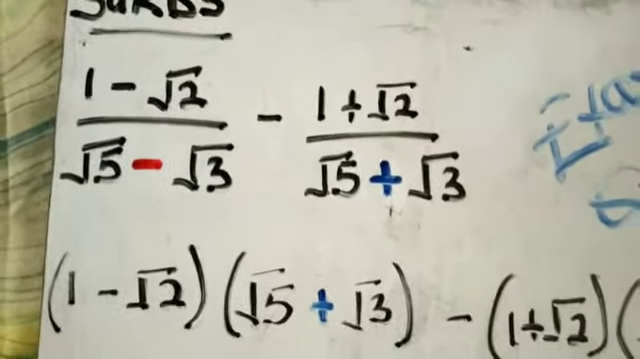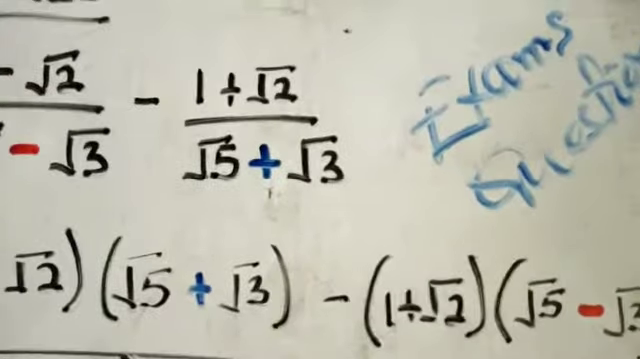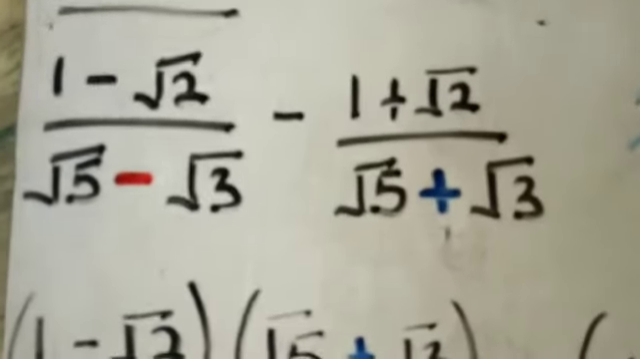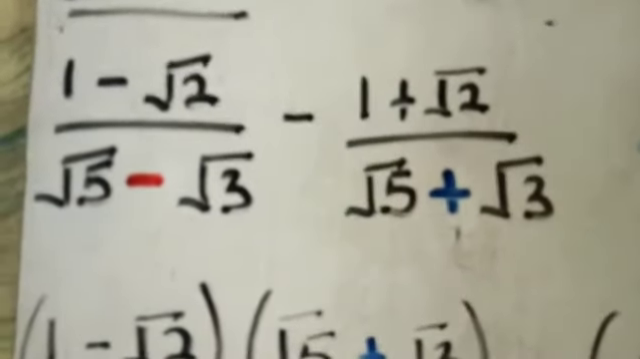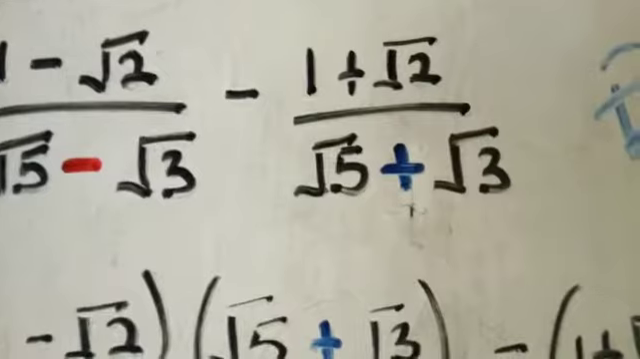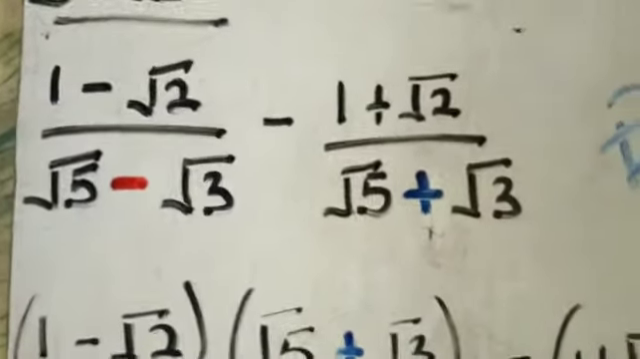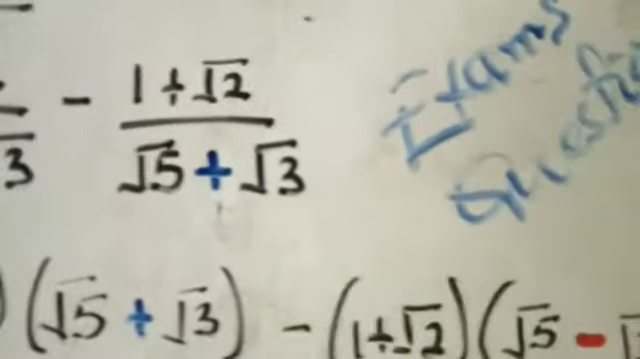Having 1 minus root 2 all over root 5 minus root 3, everything subtracted by 1 plus root 2 all over root 5 plus root 3. So that is the question. They say you should simplify this. So how do you solve it? As I said earlier, you need to know how to subtract, add and multiply to be able to overcome this challenge. So let's dive into the solution.